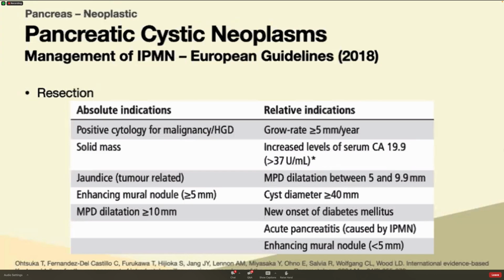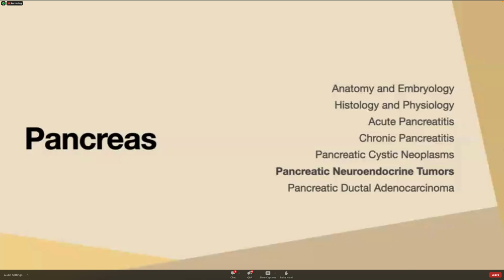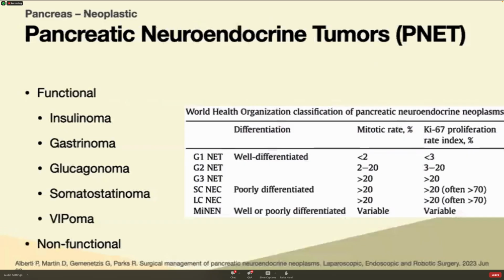So that's it for cystic neoplasms. We now go to pancreatic neuroendocrine tumors. So for pancreatic neuroendocrine tumors, a main prognostic determinant is the tumor grade. So this would depend on the mitotic rate and the Ki67 proliferation index. This would classify the patient as either grade 1, grade 2, or grade 3 neuroendocrine tumor.